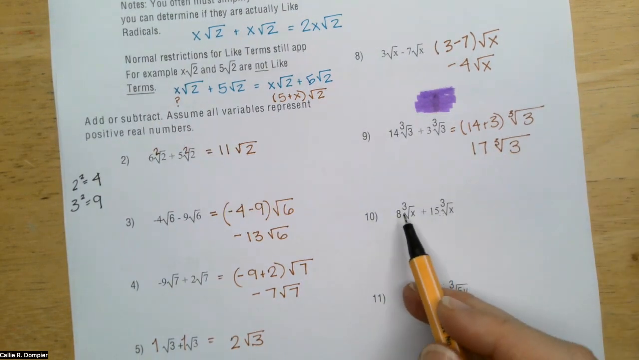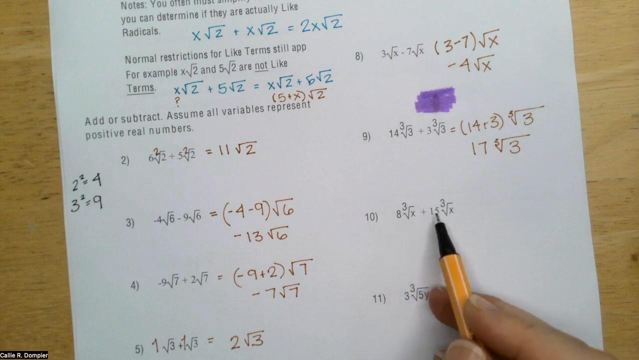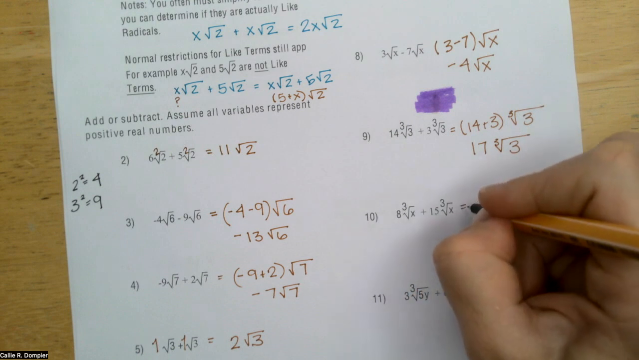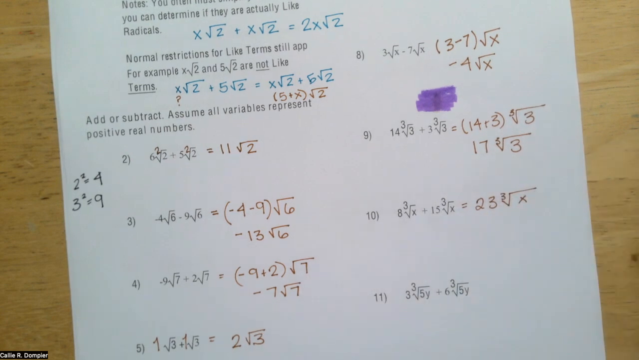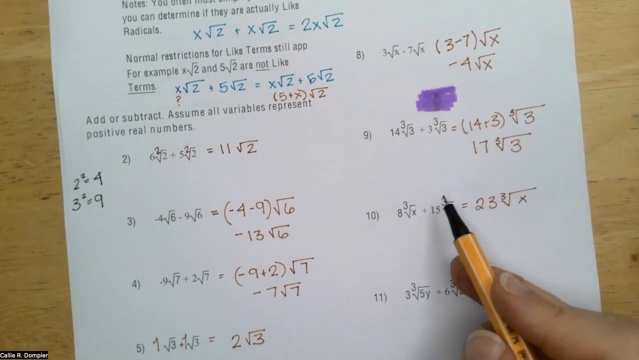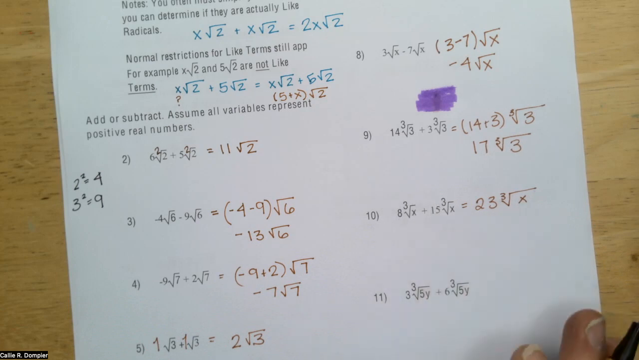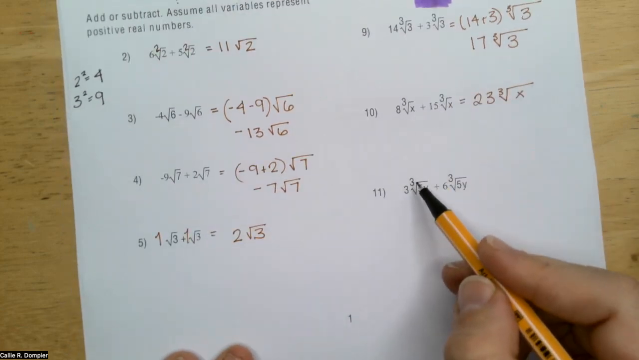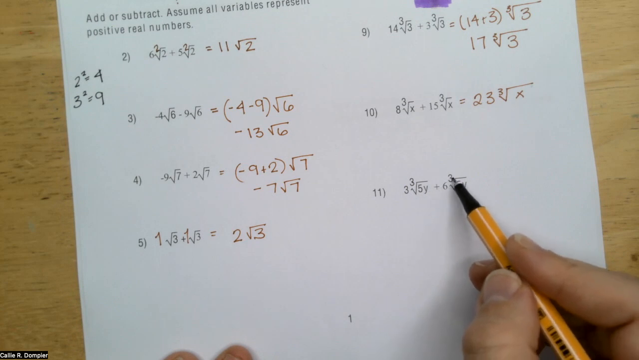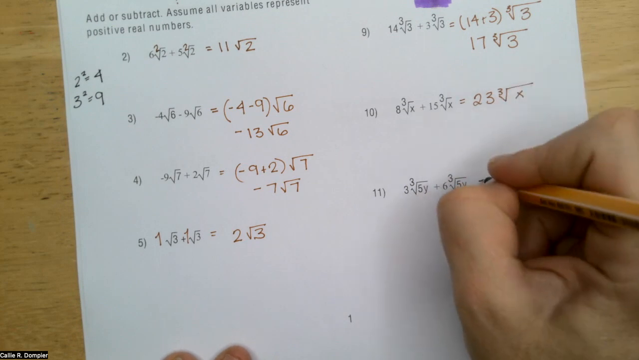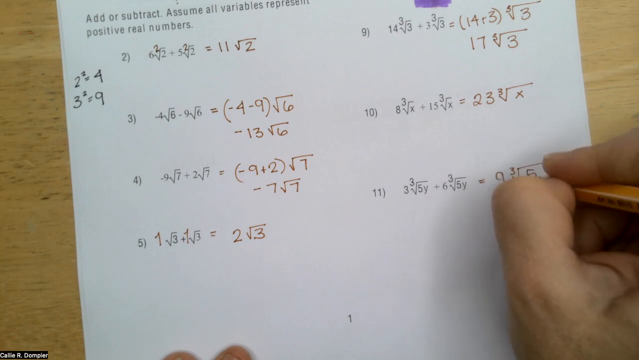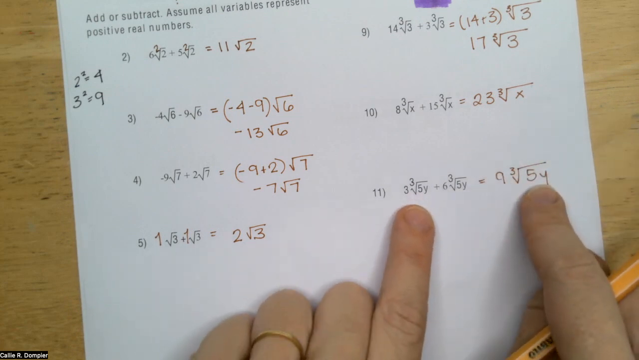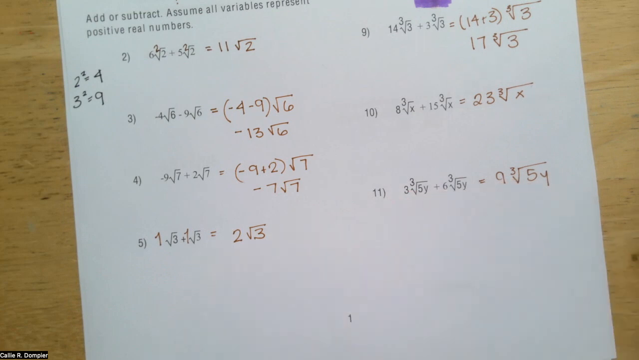Here is cubed root x. I have 8 cubed root x and 15 cubed root x. 8 and 15, I think, is 23. Same index, same radicand, we can combine them. 3 cubed root 5y plus 6 cubed root 5y. 3 and 6 make 9. Those were the same radicand, same index. So we could combine them.